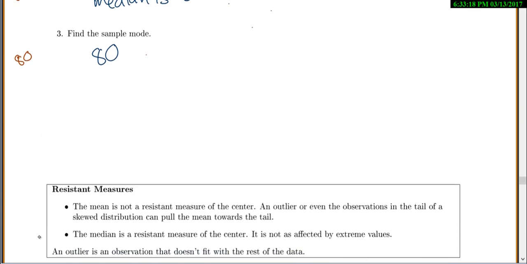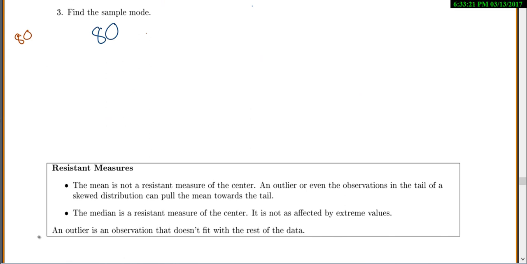So you have what's called resistant measures. The mean is not a resistant measure of the center of your data because an outlier, like the 0, or even observations in the tail, the higher or lower values, can pull the mean towards the tail. So the mean changes a lot if you add in outliers or extreme values. The median, though, is very resistant. It doesn't change very quickly. And just remember, an outlier is some observation that doesn't fit with the rest of the data.